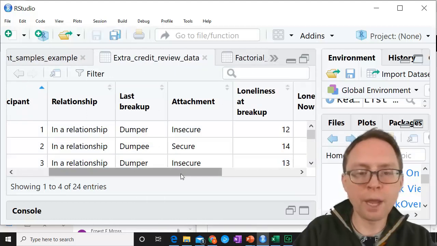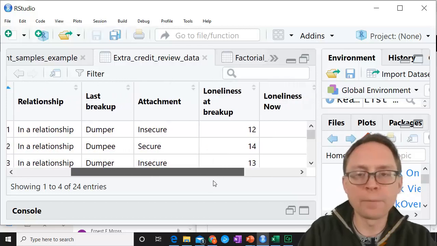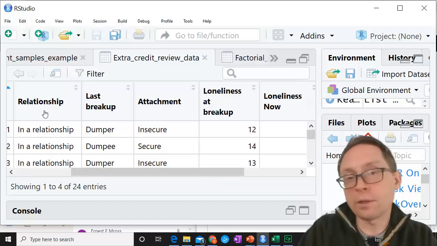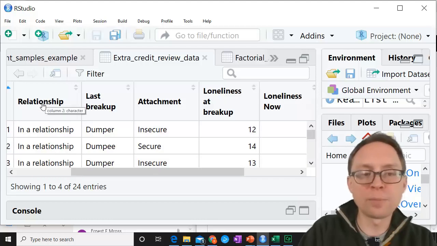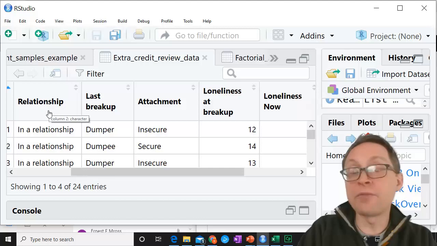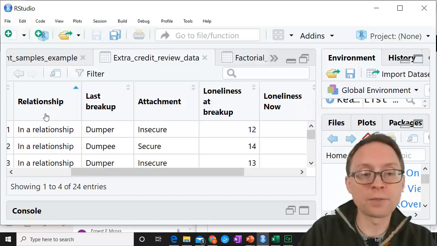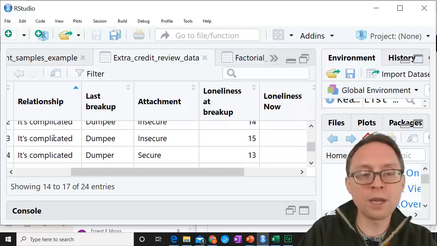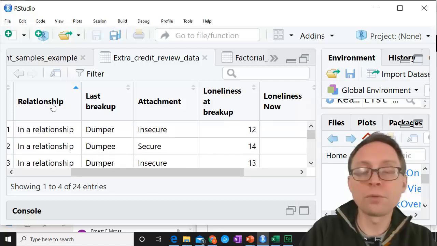There they are. Okay, so let me tell you about these data that I totally made up. Okay, here is a factor. Well, it could be a factor, right? It is a categorical variable called relationship. Let's count how many levels it has. It has in a relationship, it's complicated, and single. Those are 3 levels of the variable relationship.